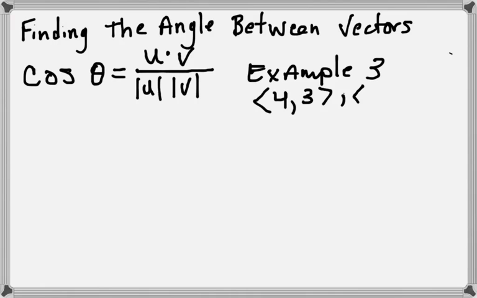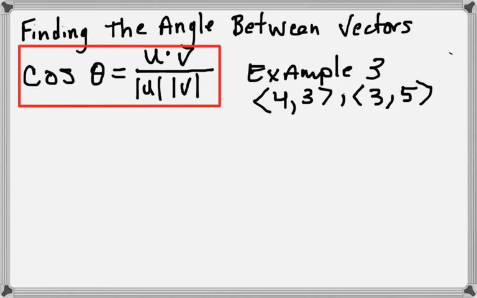If we had 4, 3, and 3, 5, using that formula, what are the three parts I'm going to have to find prior to actually using the formula? I need to find what? I need to find the dot product. What else? The magnitude of each of the vectors. Why? You tell me. What's that formula tell you? Oh, the lines mean magnitude? The lines mean magnitude. Oh, I thought that was the absolute value? Yeah. That's exactly what it is.